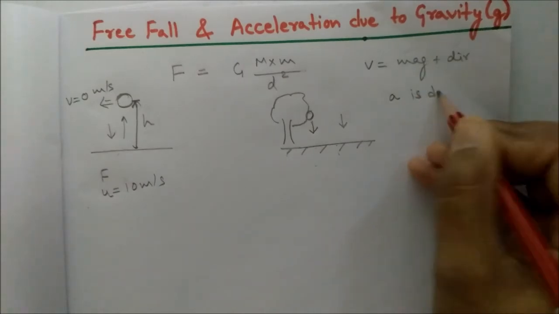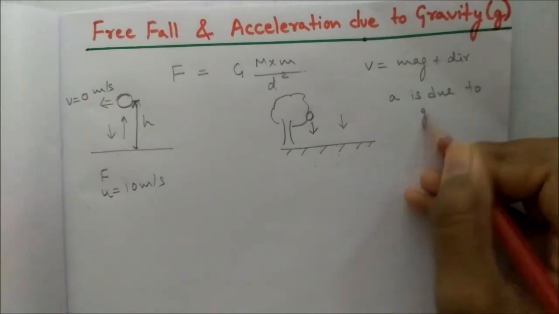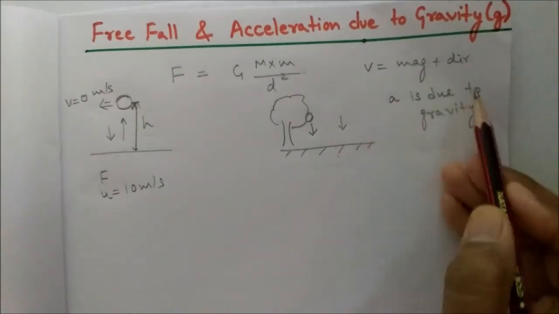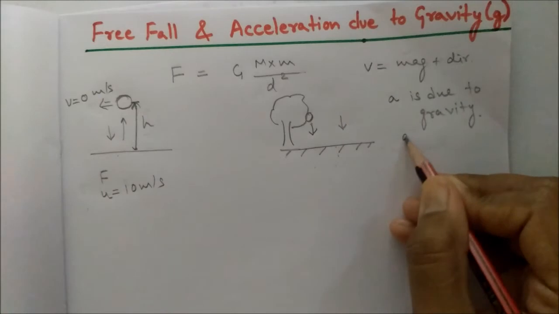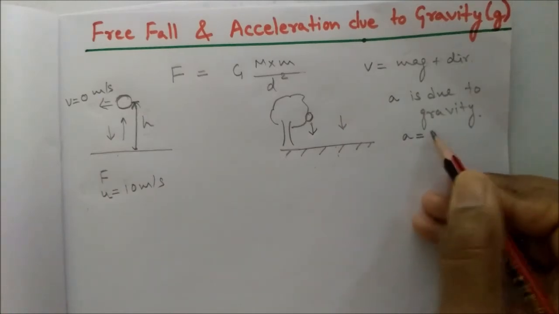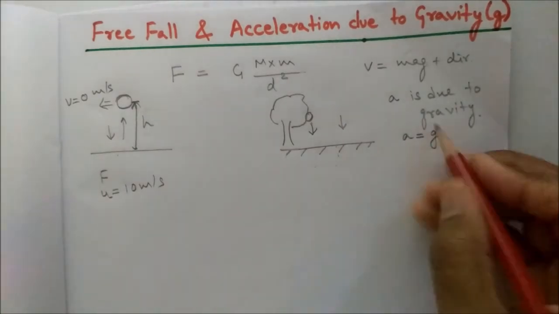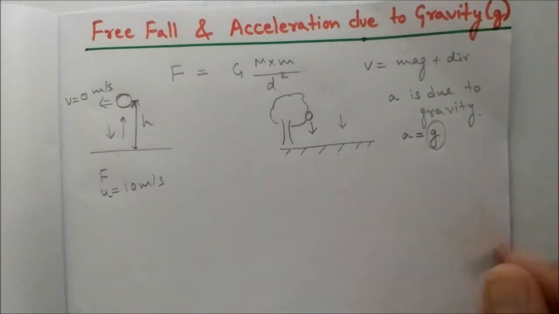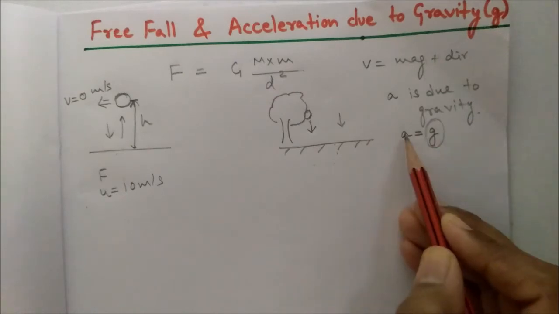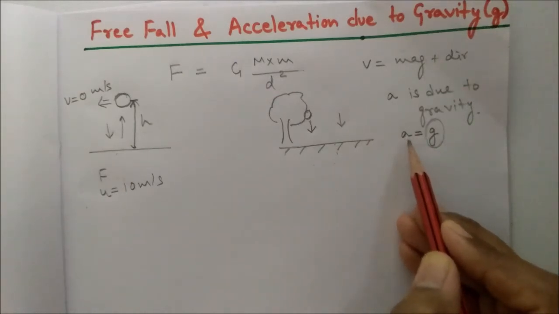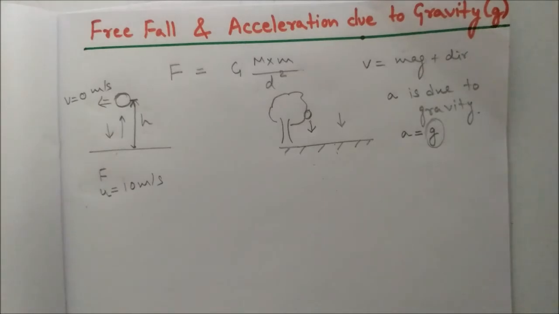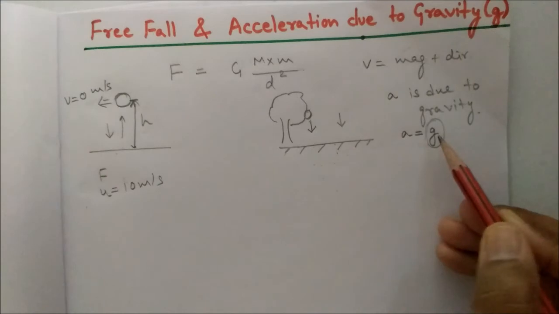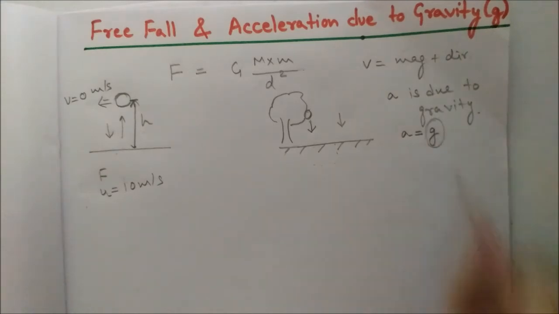A is due to gravity, isn't it? So if acceleration is due to gravity, then A has a special name which we call acceleration due to gravity, and we will refer to it as g, small g. Okay, small g is nothing but the value of acceleration only when the acceleration is due to gravity. Now we are going to study the value of small g in detail.